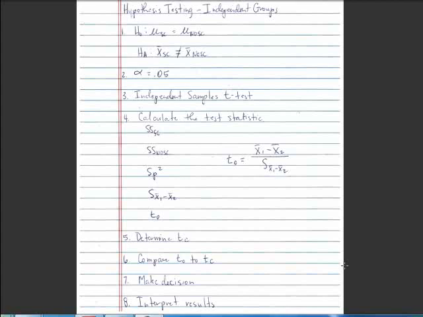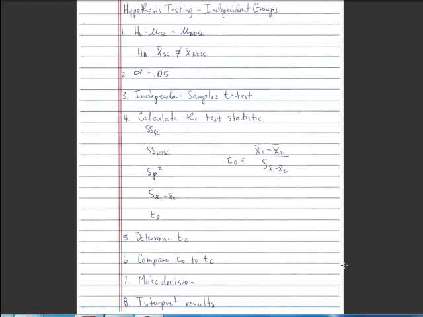In this lesson, we're going to go through the 8 steps of hypothesis testing for what are referred to as independent groups. Look at that term, independent groups. The thing I want you to remember is that when we're talking about independent groups of people, the implication is that someone in the study cannot be in both groups.